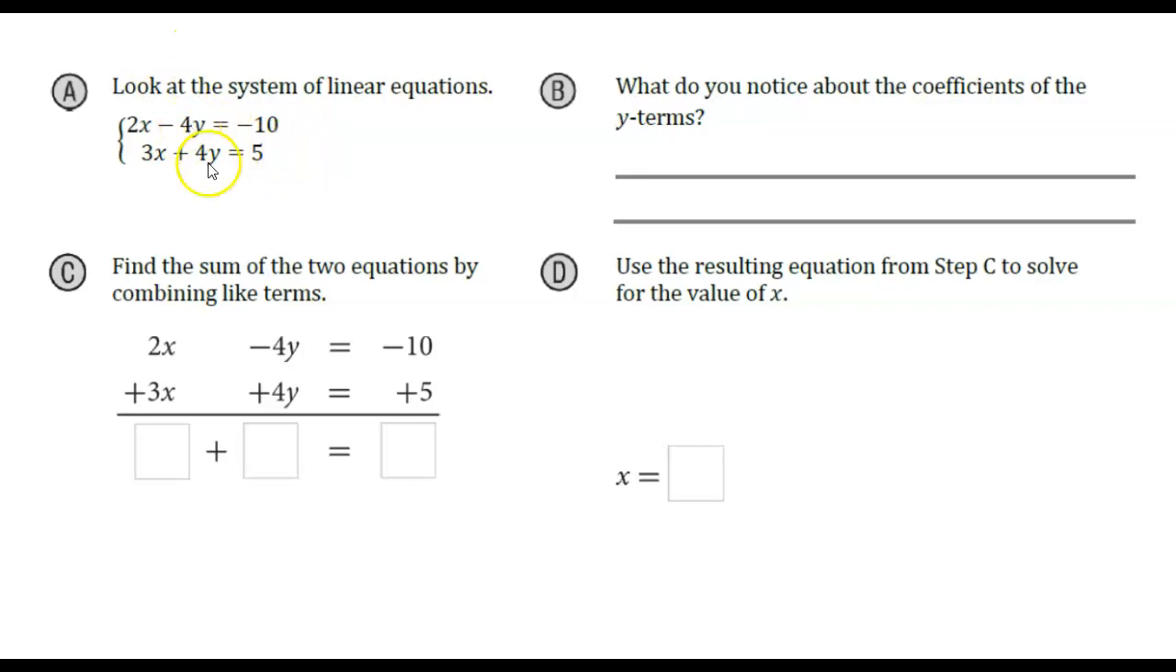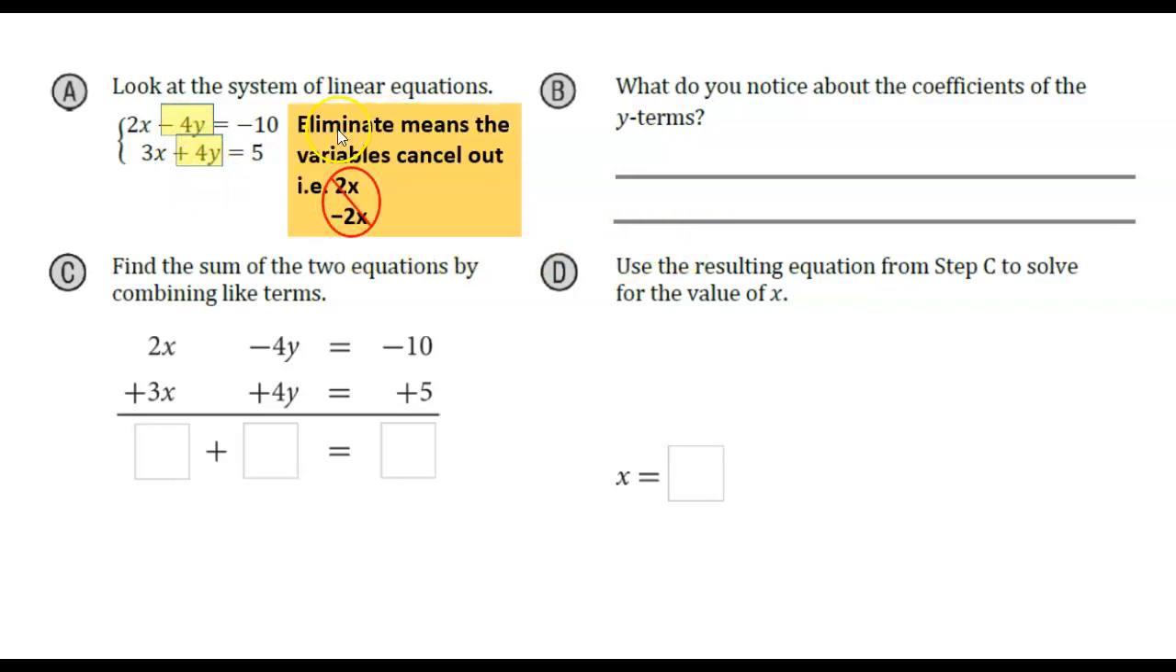So here on the very first page, you see it asks us to look at a system of linear equations. As we look at these, notice how there's some x's and some y's, and they want us to pay particular attention to what we notice about the coefficients of the y terms. So we'll shift our attention to those. What are some things you notice about the y terms?